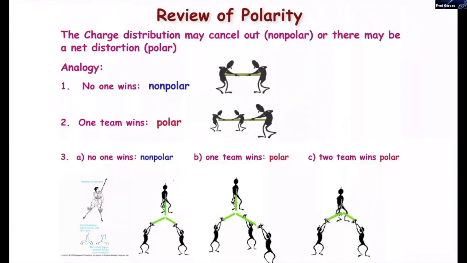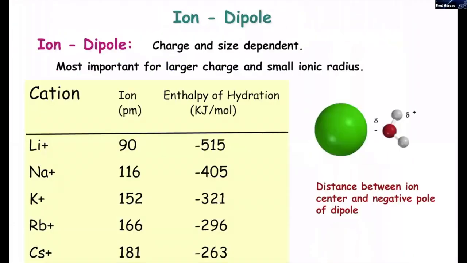Okay, so again, a review on polarity. Let's, in this last 15 minutes, talk about the different types of intermolecular force. Ion dipole. Look at the size of these guys. It's very small. Very small means that it's got a greater attraction for the dipole because it's more concentrated. So if you look at the atomic radius, this is the smallest one, and this is the largest one.